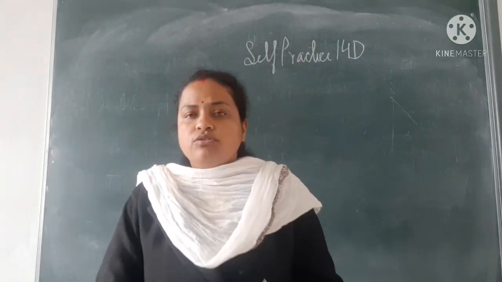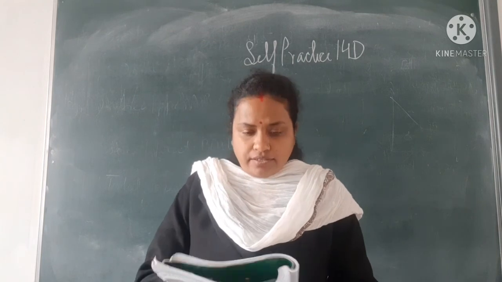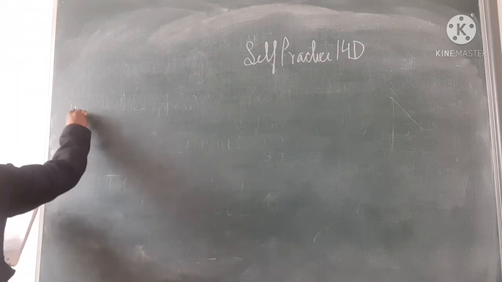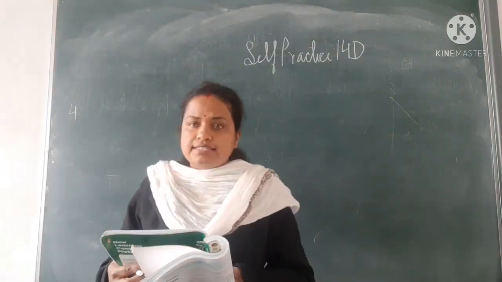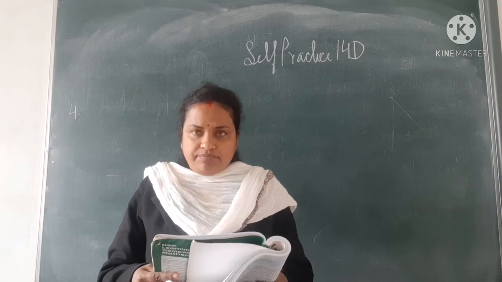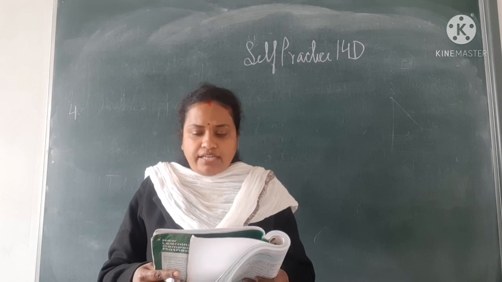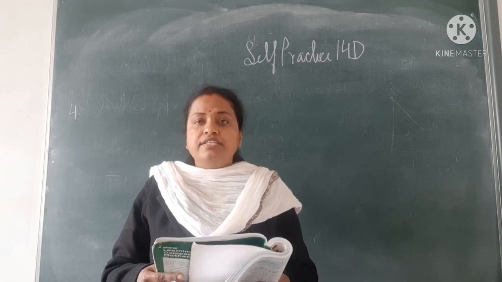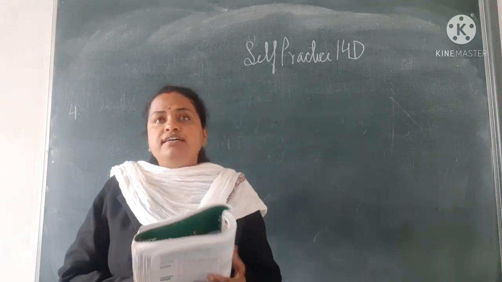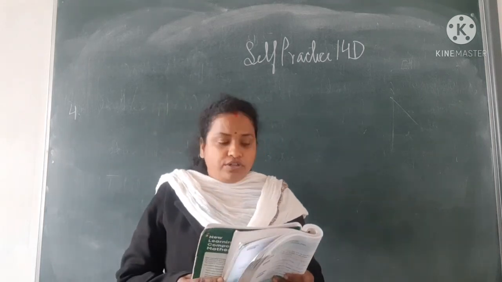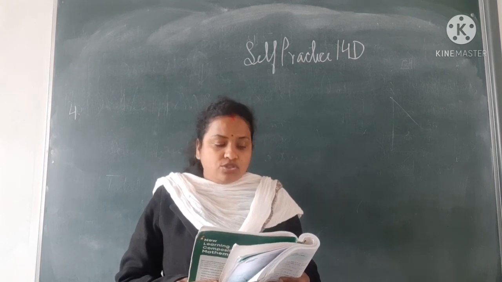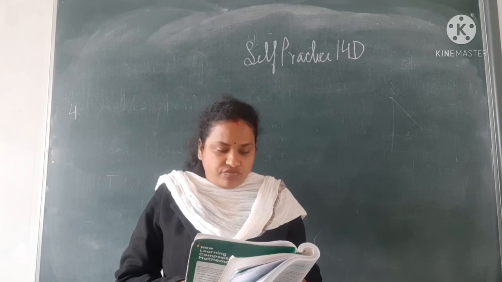Now let's do question number 4. Okay, the area of a triangle is equal to that of a square of side length 40 centimeter. Find the side of the triangle whose corresponding altitude is 64 centimeter. So what you have to find in this? You have to find the side of the triangle. Find the side of the triangle whose corresponding altitude is 64 centimeter.